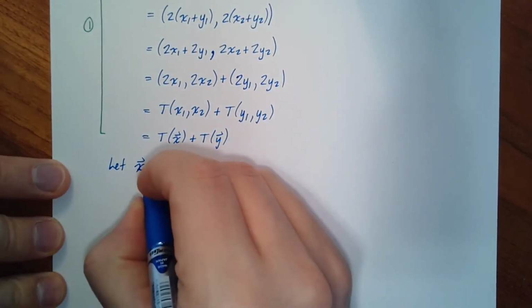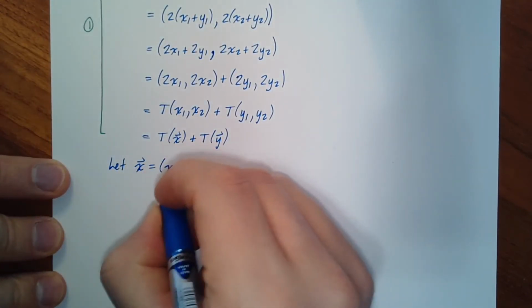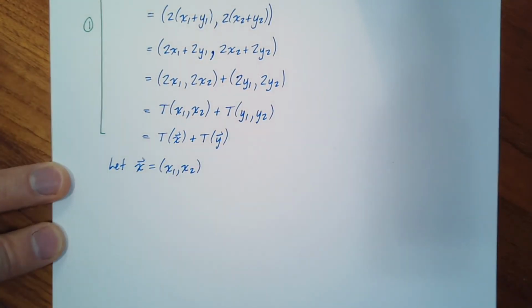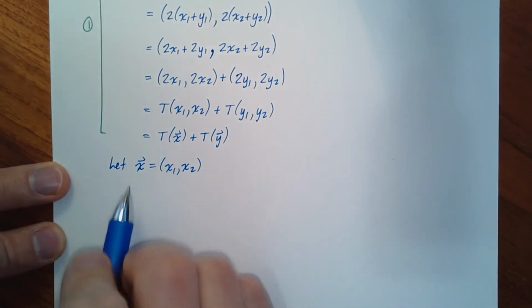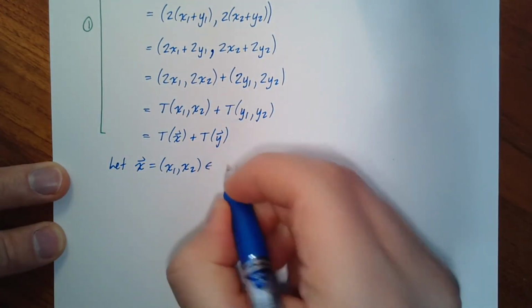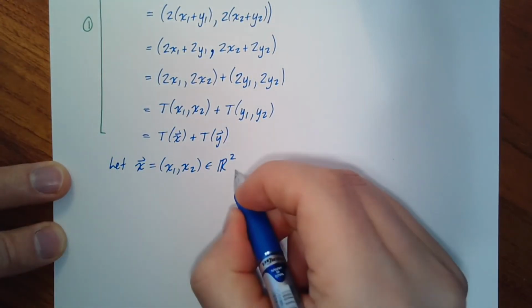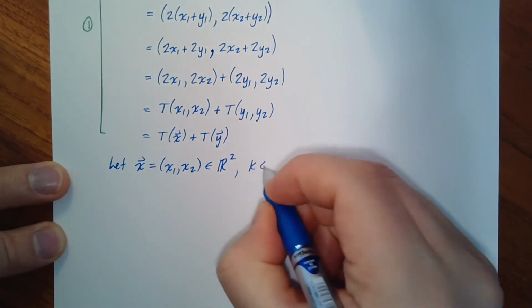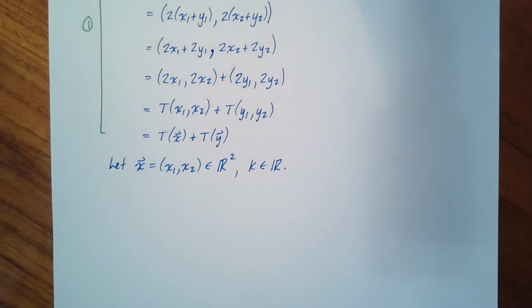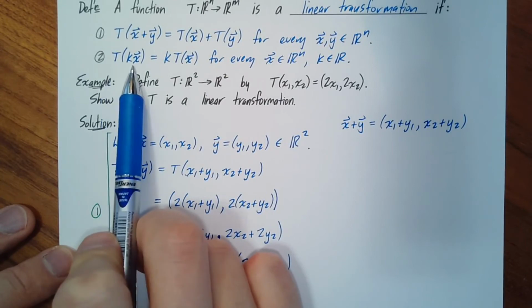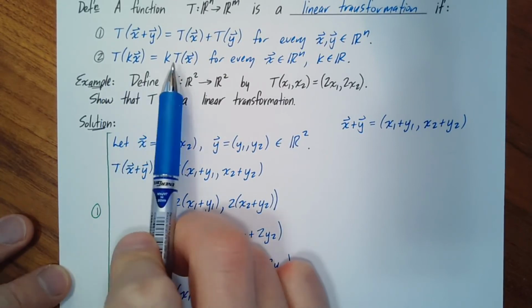So let's say that x, and we'll write it out in terms of its coordinates because we probably will need them, but if you don't, better to have and not need them than to need them and not have them, right? So let x be an arbitrary vector in R2, so we're not assuming anything special about it. And then we're also going to take a scalar k in the reals. So now what we need to prove is that T of kx is equal to k times T of x.